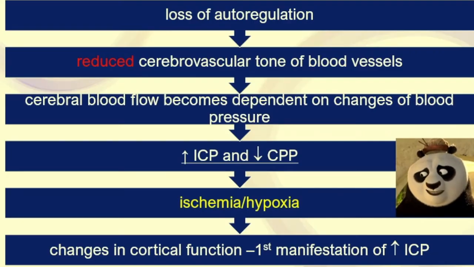Now, if you would look at how your autoregulation would affect, okay, class, you can notice here that once there is loss of autoregulation, there will be reduced cerebrovascular tone of blood vessels. Recall earlier that your autoregulation will be able to control the blood vessels in order for the blood vessels to be provided with adequate oxygen going towards the brain. But once this compensatory mechanism or autoregulatory mechanism is already failing, class, it would result in reduced cerebrovascular tone of the blood vessels. Now, the cerebral blood flow will become dependent on the changes in the blood pressure.